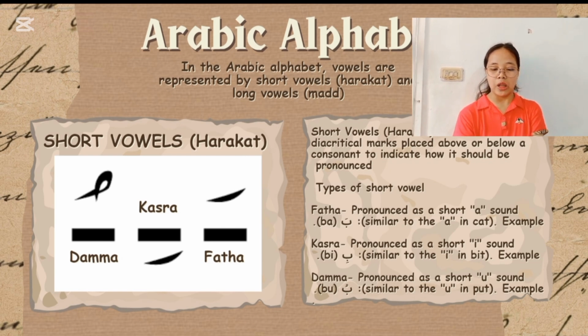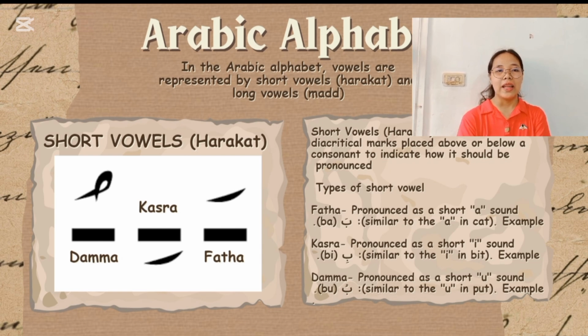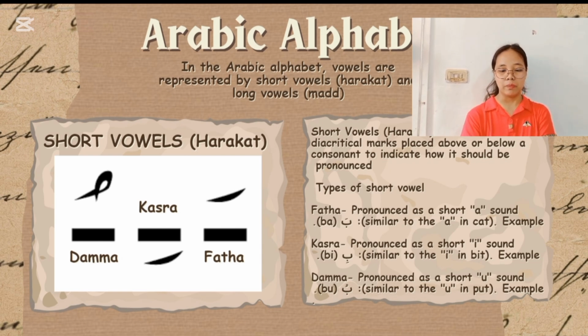Fatha is pronounced as a short a sound in the English alphabet. For example, the lam, when you add the fatha, will be pronounced as la. The qaf will be qa and the ka will be ka. Kasra is pronounced as a short e sound. For example, the ba will be pronounced as bi and the sod will be si.